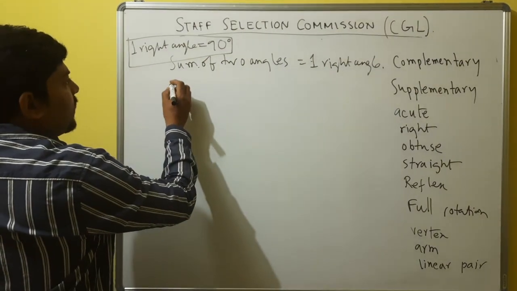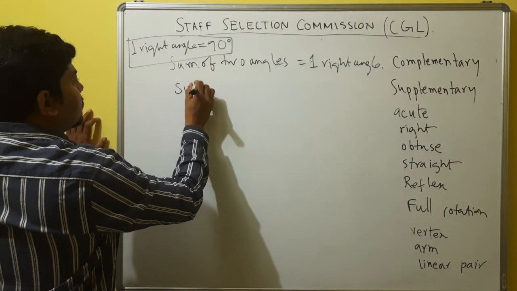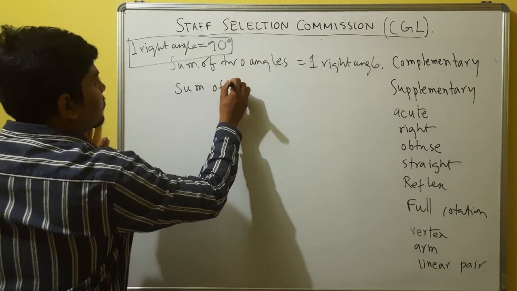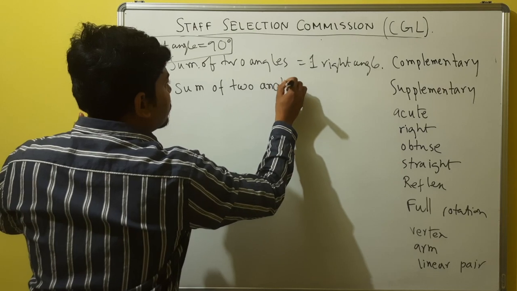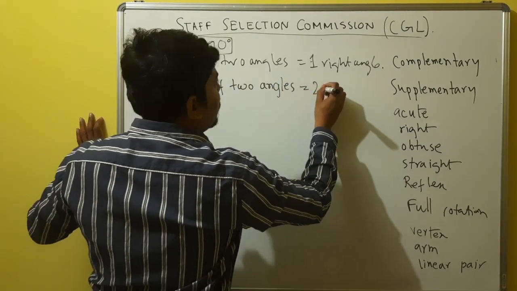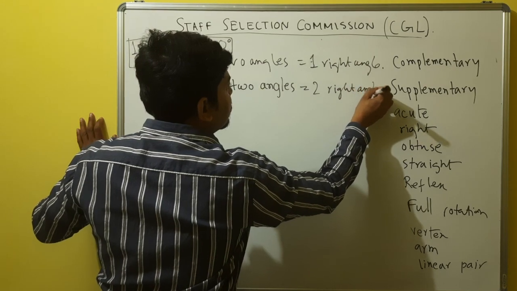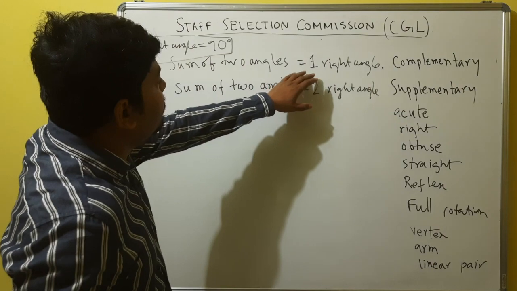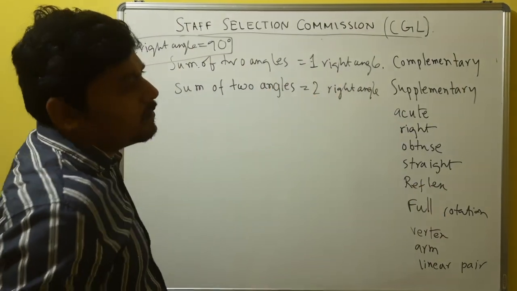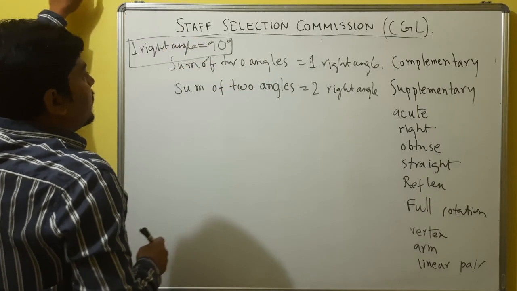Okay. Similarly, if the sum of two angles is equal to two right angles, then it is a supplementary angle. One right angle means 90 degrees, two right angles means 2 into 90 degrees, equal to 180 degrees.